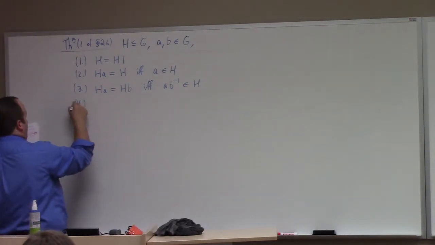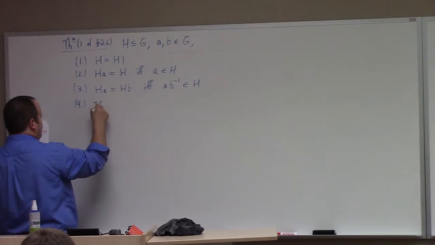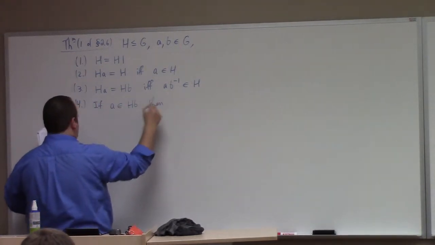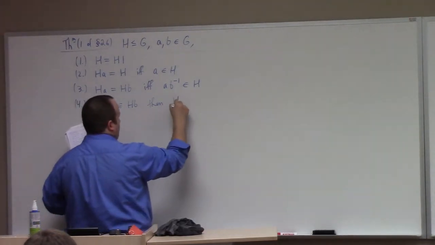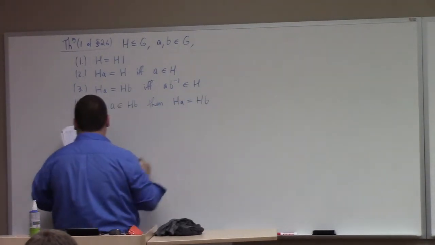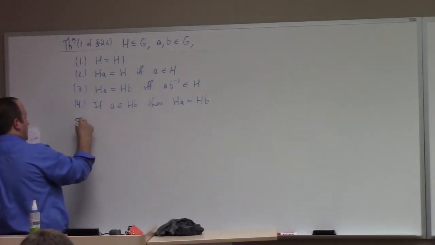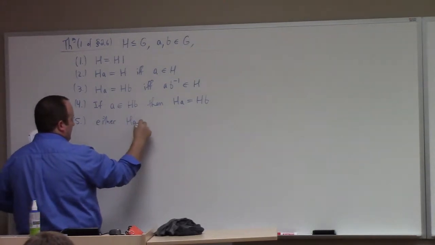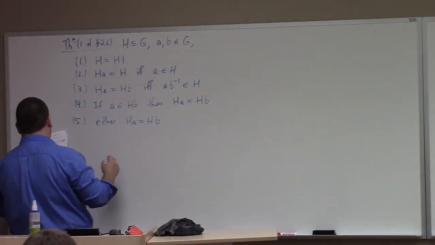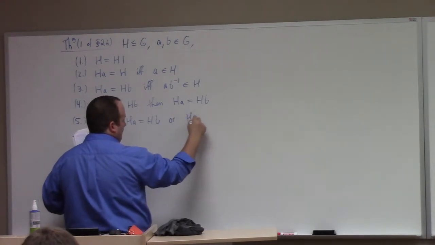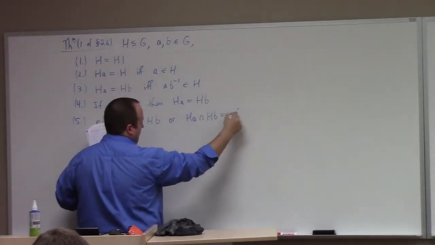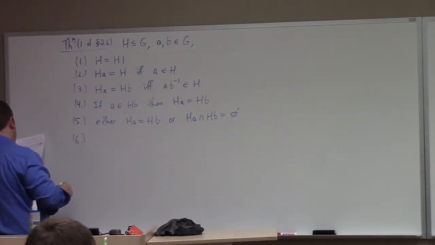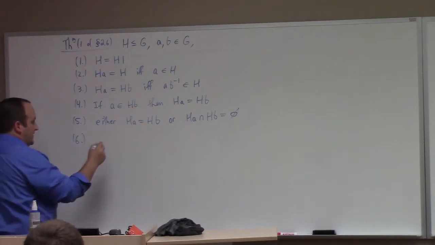4: if a is an element of Hb, then Ha equals Hb. 5: either the cosets are identical, Ha equals Hb, or they're disjoint. And 6, last but not least: the distinct right cosets of H are cells of a partition of G.